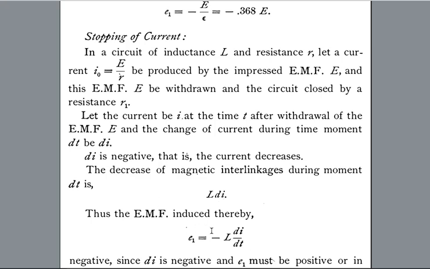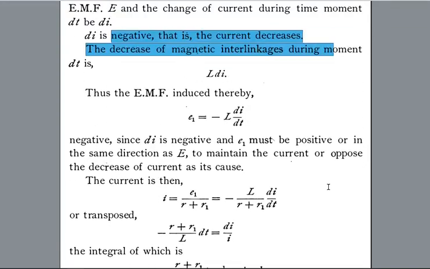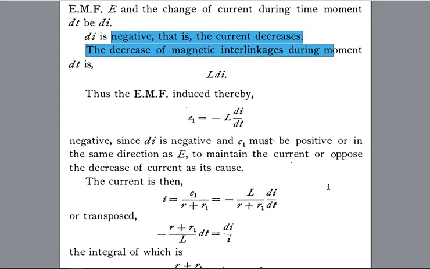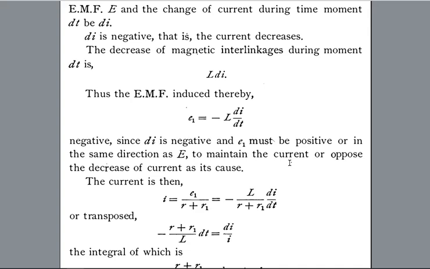The decrease of magnetic interlinkages during moment dt is L di. Thus, the electromotive force induced thereby E1 equals negative L di by dt, negative since di is negative, and E1 must be positive or in the same direction as E to maintain the current or oppose the decrease of current as its cause. The current is then i equals E1 over (R plus R1) equals negative L over (R plus R1) times di by dt.